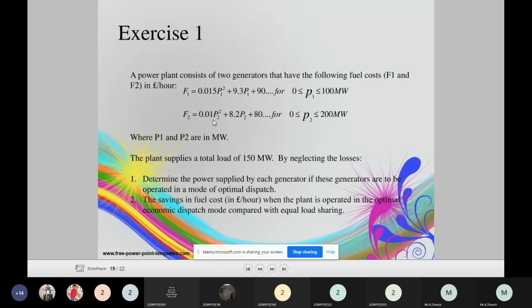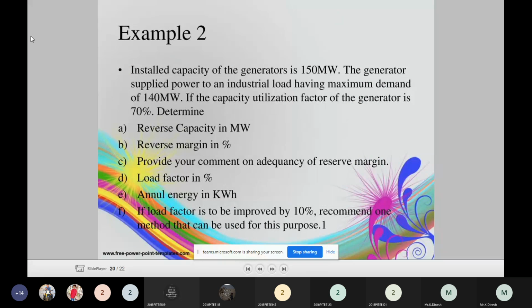We are going to solve these kinds of problems in our examples. And the second example: the installed capacity of the generators is 150 megawatts. The number of generators connected is not mentioned. The generators supply power to an industrial load having a maximum demand of 140 megawatts. If the capacity utilization factor of the generator is 70%, determine the reserve capacity in megawatts.